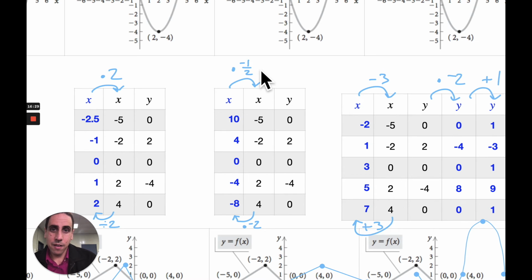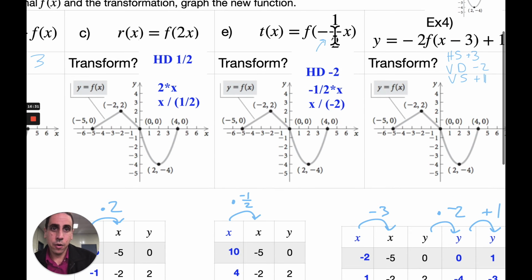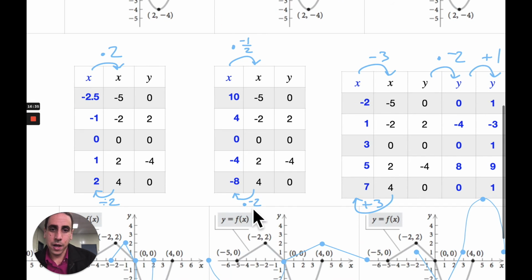The -1/2 is, if you want to know where this comes into the table, this right here is at the top, and this here is at the bottom. This is how we go from the parent to the transformed values. Multiply them by -2.